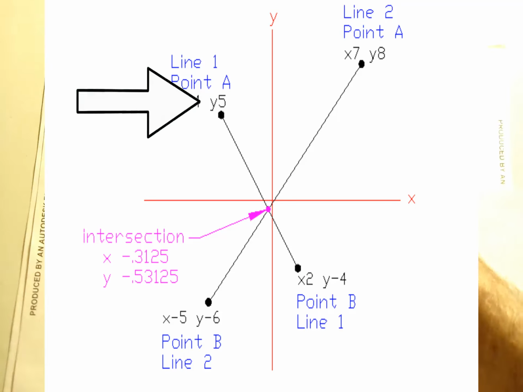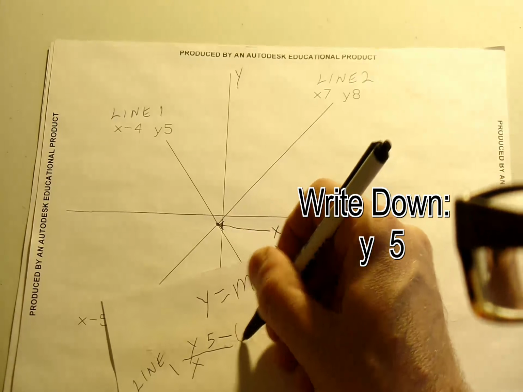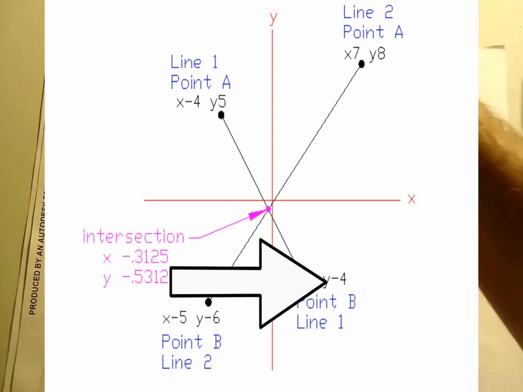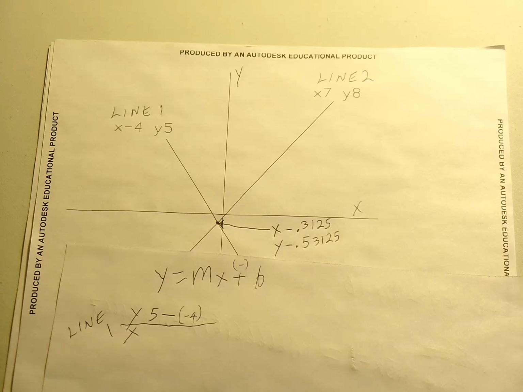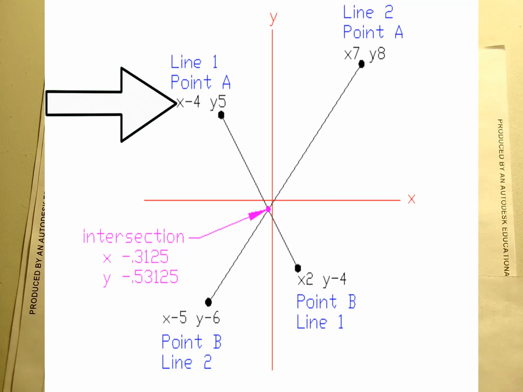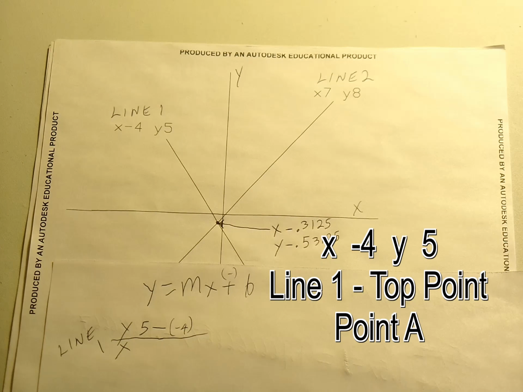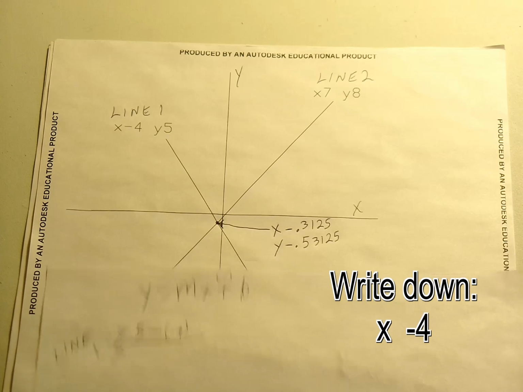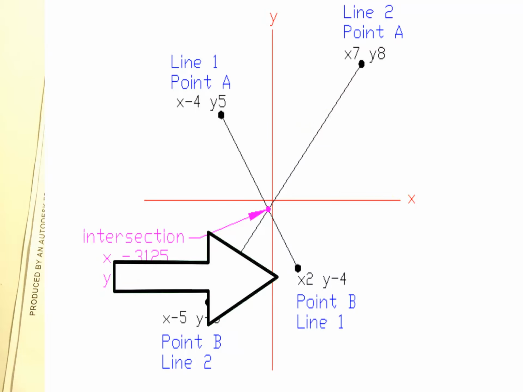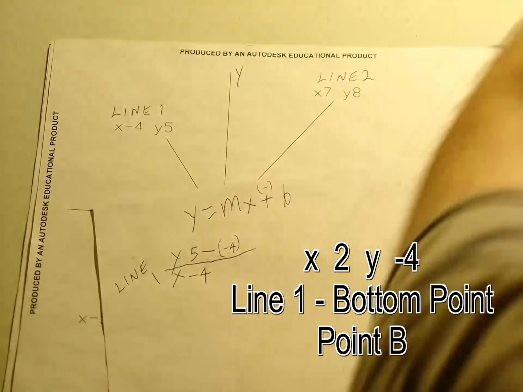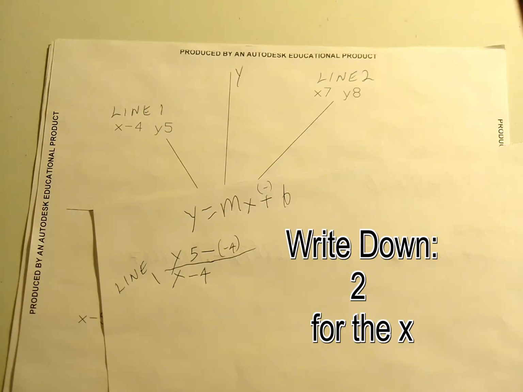So right now, let's start at the top point, or point A, for line 1, and we have the y of 5. The second point on line 1, the bottom point, is y negative 4. So 5 minus negative 4. Go ahead and work on the x. The x for x1 is negative 4, so write down negative 4. Point B for line 1 is x2, so the bottom part for x is negative 4 minus 2.